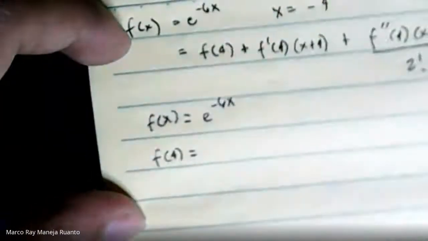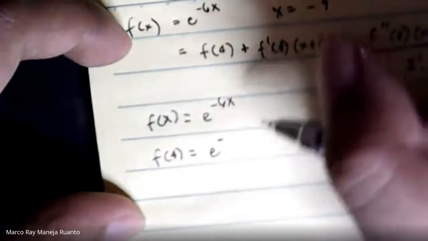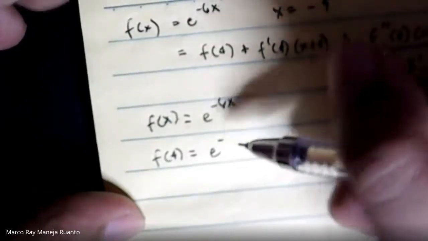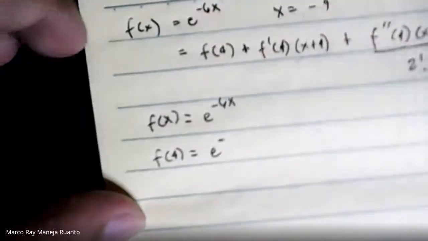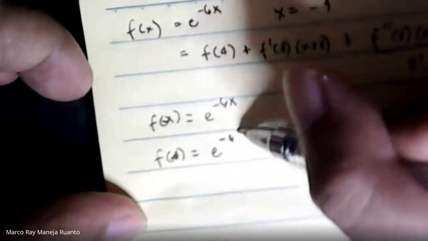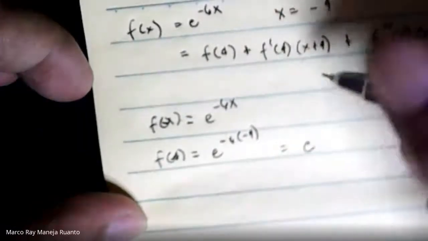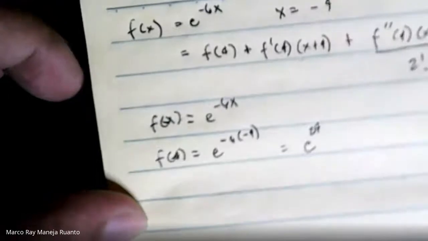So f of 4 will be equal to e to the minus, sorry, minus 4 pala. Minus 4. E to the minus 6 times minus 4, so equal to e to the power of 24. Ano?